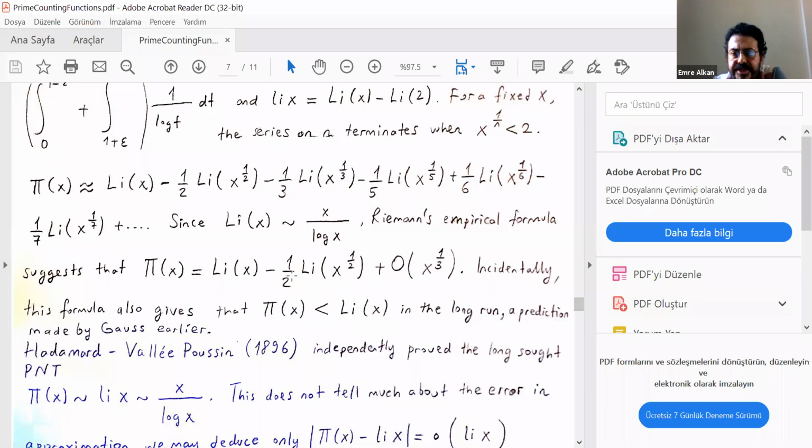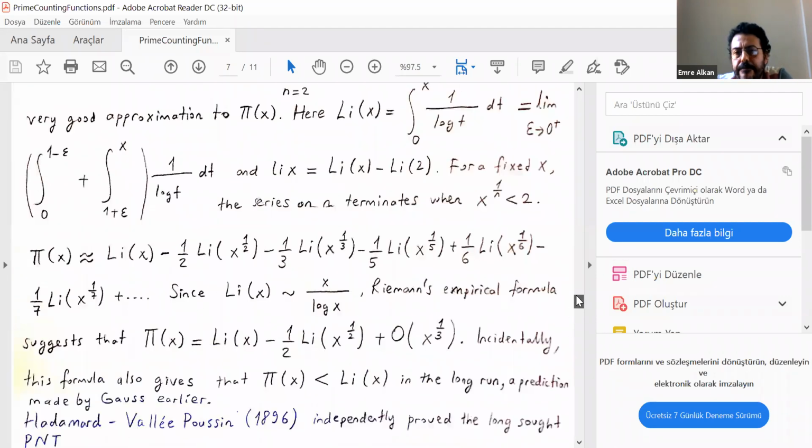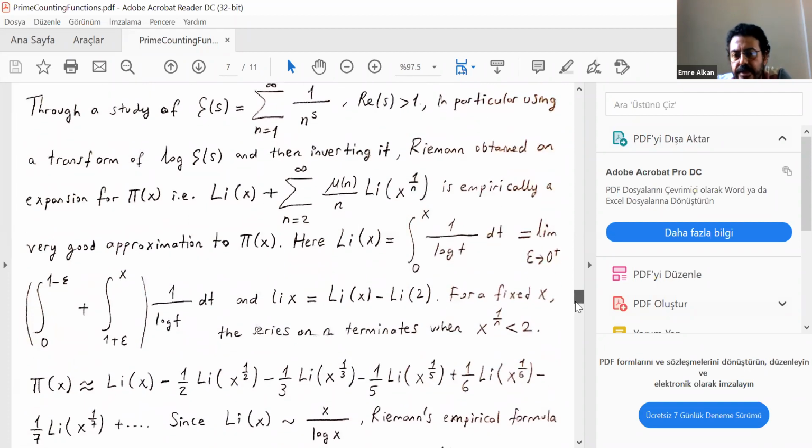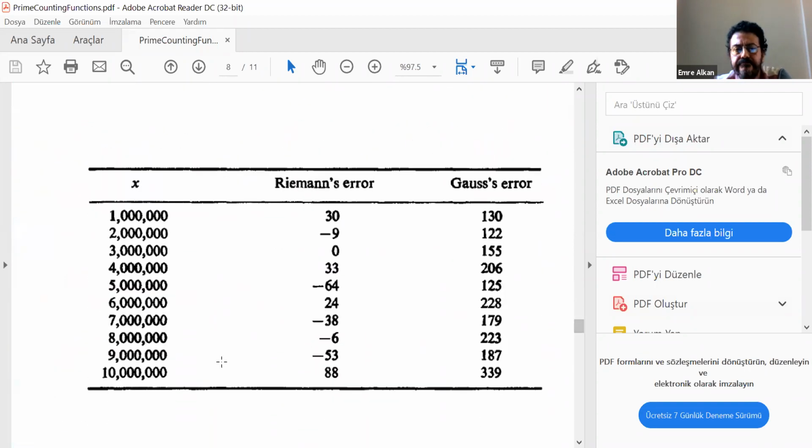Now, I made a comparison. There is a table comparing Riemann's formula, namely this empirical approximation, and Gauss's formula, only Li of x. It's the next table. Up to 10 million, you can see the errors in Riemann's approximation and the errors in Gauss's approximation. These are the errors with Li of x, but these are with the terms that Riemann gave, more terms. So it's astonishingly better, much better.